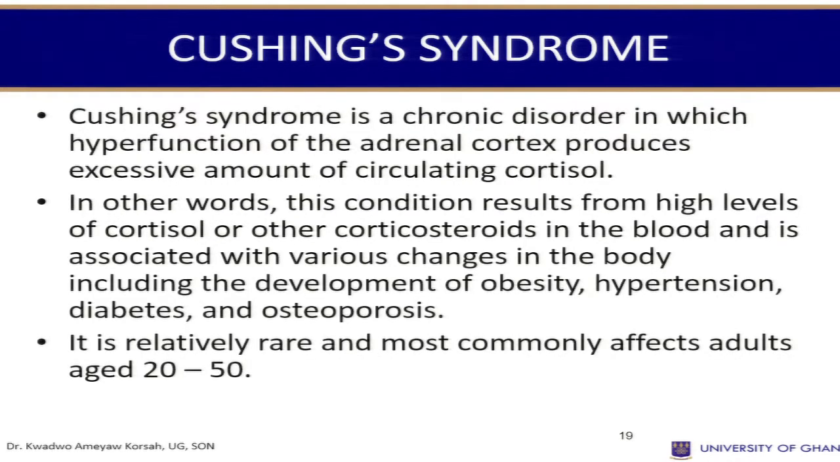Now, with Cushing's syndrome, we refer to a chronic disorder in which hyperfunction of the adrenal cortex produces an excessive amount of circulating cortisol. In other words, this condition results from high levels of cortisol or other corticosteroids in the circulation, and is associated with various changes in the body, including the development of obesity. It can also lead to hypertension, diabetes, and osteoporosis. It is relatively rare and most commonly affects people from 20 to 50.